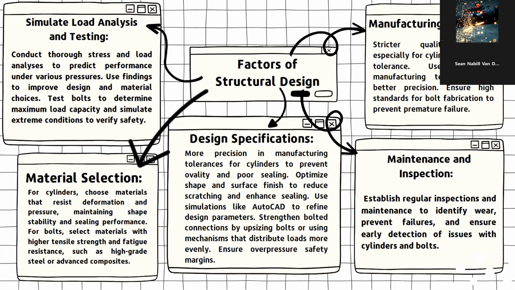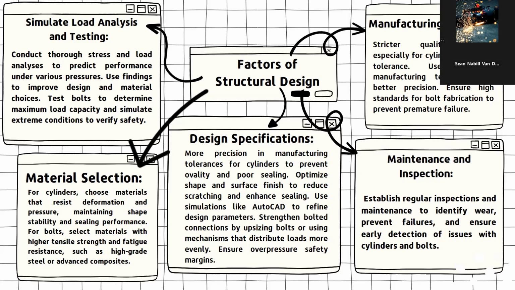Next is design specifications, which need to be improved. Increasing precision in manufacturing tolerances will reduce the risk of ovality and poor sealing for the cylinder. Optimizing the shape and surface finish can also minimize scratching and improve sealing. Simulations and tools like AutoCAD should be used to refine these design parameters. And bolted connections need reinforcement, possibly by increasing the size and strength of the bolts, or exploring fastening methods that distribute loads more evenly. Additionally, overpressure conditions should be addressed by incorporating safety margins into the design.